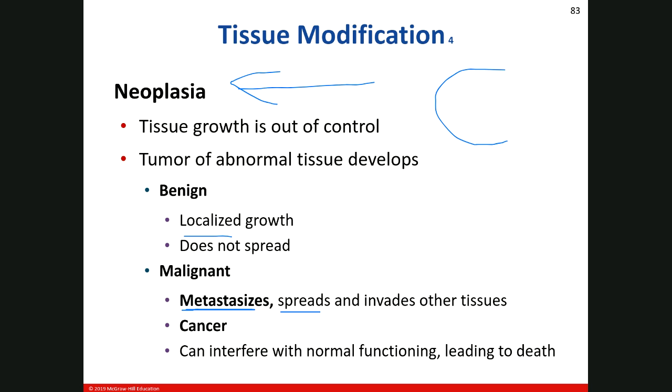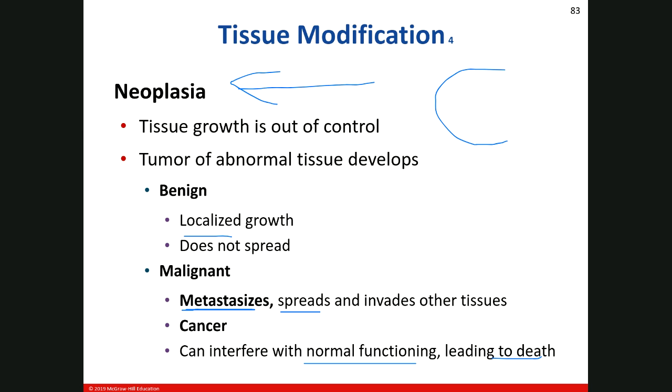And at one point, depending on how big the tumor is or the type of cancer, it can start to interfere with normal functioning. That's usually when you become what we call symptomatic, and that's usually when people actually realize that they have some sort of neoplasia, depending on how far advanced it is, because there are different ways to grade it. It could lead to death. So please be very, very familiar with those terms.